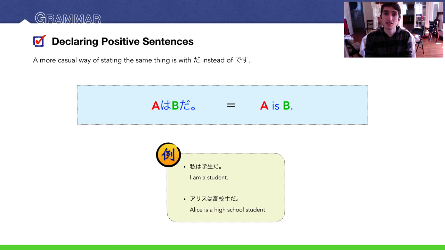You have to speak politely, and that's where des comes in. Des is the polite way of speaking. It's more formal, less casual than da. So to your friends and your family, sure, say da all day. 僕は学生だ. But if you're talking to someone you just met, or a professor, 私は学生です. Like that. Okay?